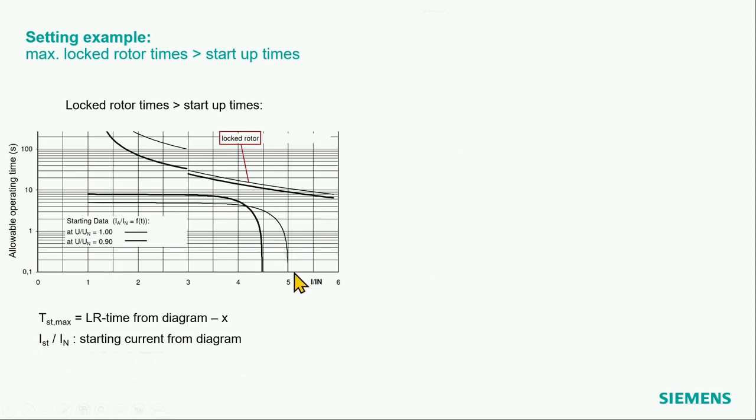So I take the starting current from that diagram, then I look at what the locked rotor times are and go in that direction. I subtract a little bit from these locked rotor times, and then I can set this as the maximum starting time. Now, don't get confused: the maximum starting time is set orientated on the maximum locked rotor time. Here, I don't need a tachometer or speed meter, because if the rotor is locked, I will trip sooner than the maximum locked rotor time. And when the motor is running, everything is fine. I don't need to distinguish these two states.